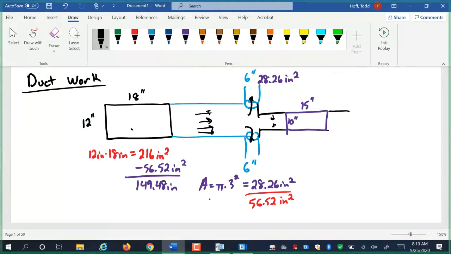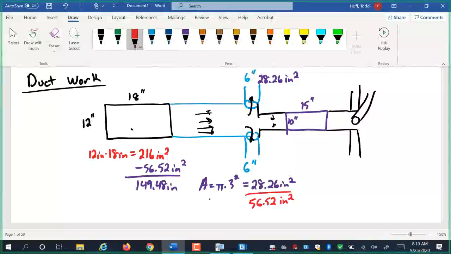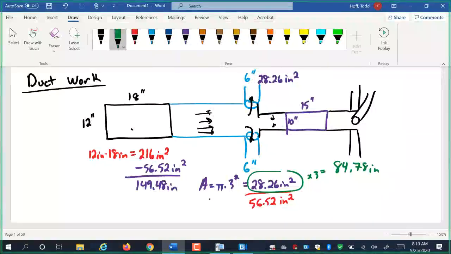Let's say we go down through here more and we branch off again. This time, let's say we're going to branch off 3 6-inch ducts. So the total area that we've lost is 3 times this 28.26, which is going to be 84.78 square inches. So we have to subtract that off of our remaining area.